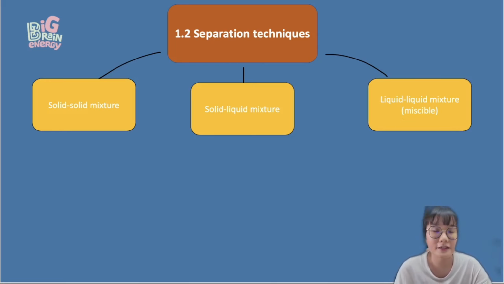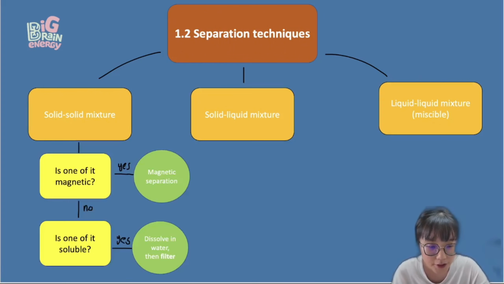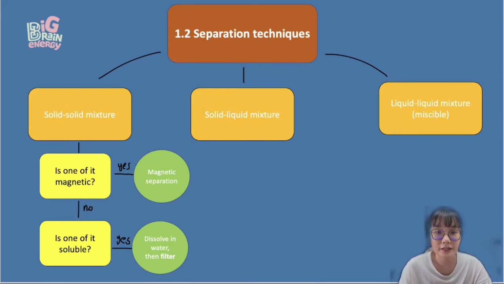Miscible just means that the liquid can dissolve in another liquid. So for solid-solid mixture, we can also use these as guiding points. You can either use a magnet to separate a magnetic material from a non-magnetic one, or if there are no magnetic materials within the mixture, you can think about how to separate it based on whether one is soluble in water or even another solvent or not. So this one is commonly tested in a more challenging question.